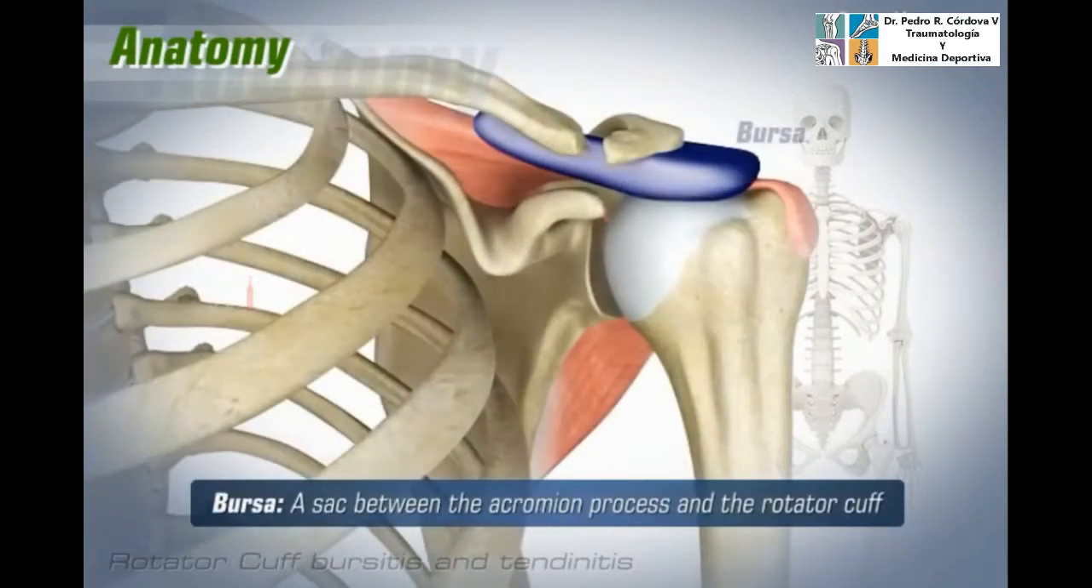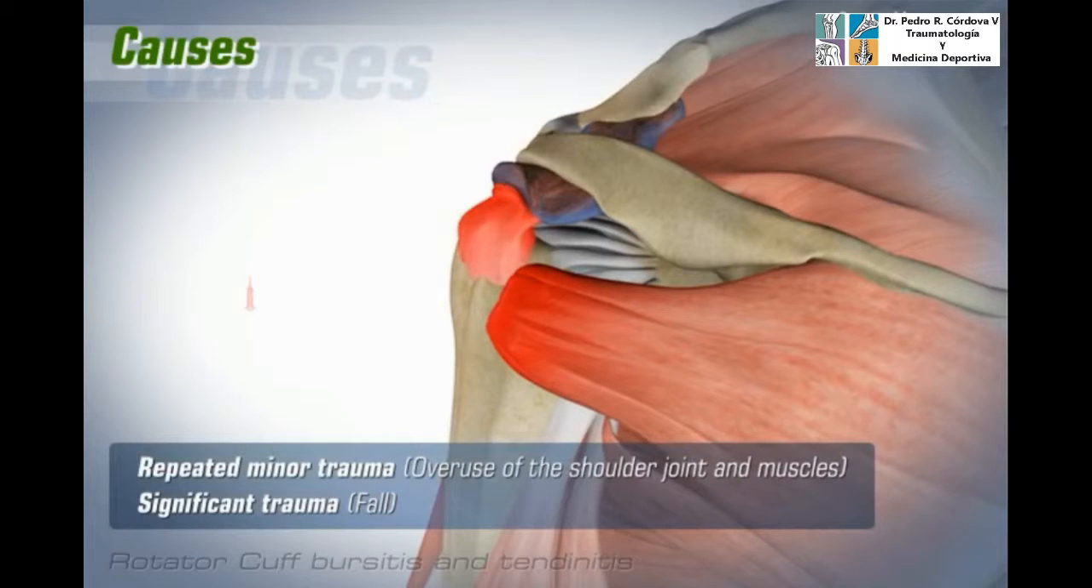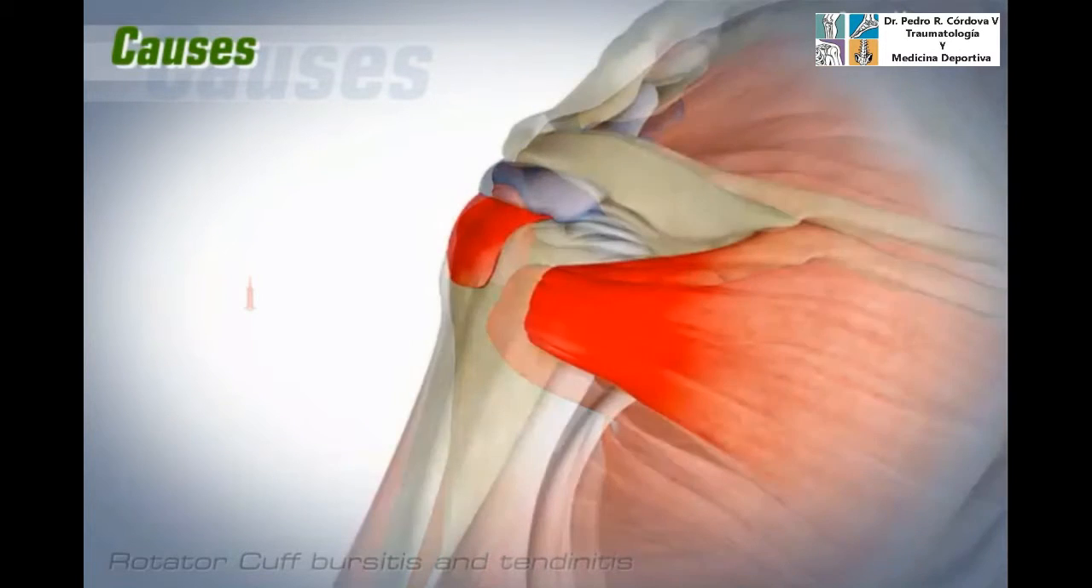Bursa is a sac between the acromion process and the rotator cuff. Causes include trauma, such as overuse of the shoulder joint and muscles, or significant trauma such as a fall.